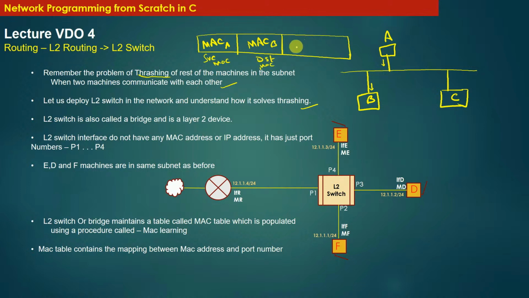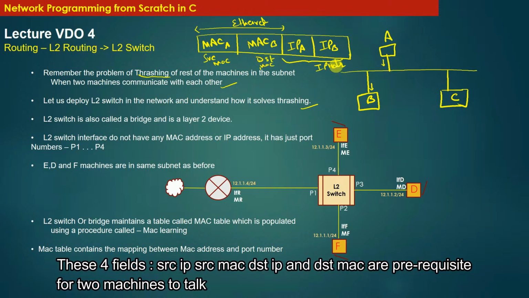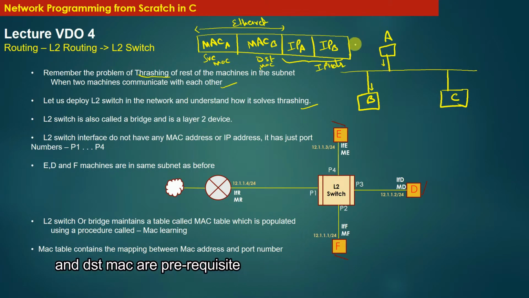Source IP address will be the IP address of machine A, and destination IP address will be the IP address of machine B. So this is the IP header, whereas this portion is the Ethernet header. Of course, there are other fields which I am not discussing, because these four fields are the prerequisite for carrying out any communication on IP networks. So when machine A wants to communicate with machine B, it will prepare the Ethernet header as well as the IP header as follows. After preparing the headers, machine A places the packet on the wire.